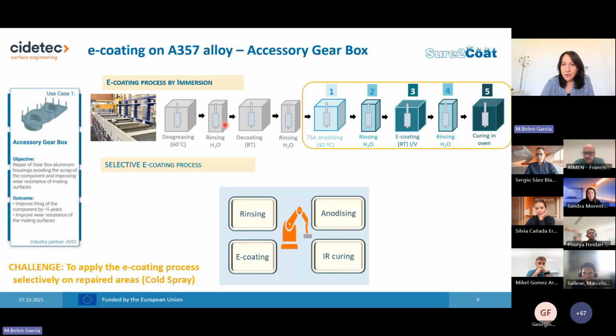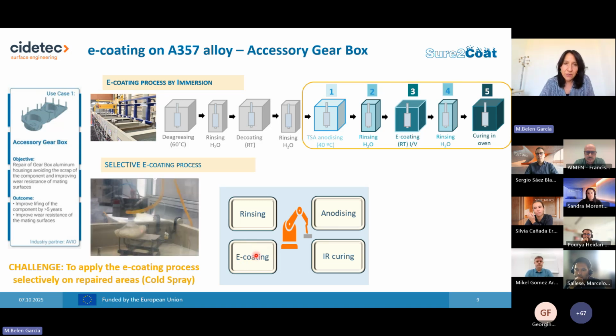So for that, we have been working on these last steps of the e-coating process: anodizing, rinsing, e-coating, and curing. In order to apply the curing step selectively, instead of putting the part in an oven, which is usually done, we are working on curing the coating by infrared light. And in order to apply the anodizing and the coating process selectively, we are using the brush plating technology.